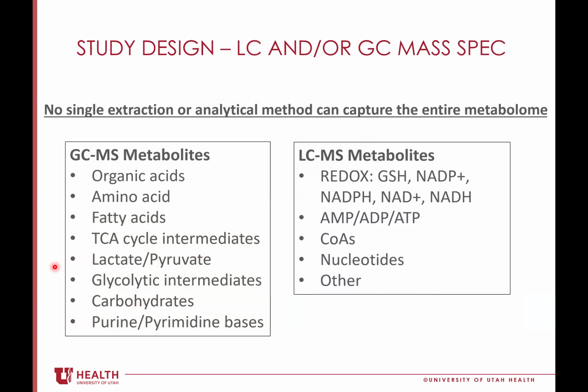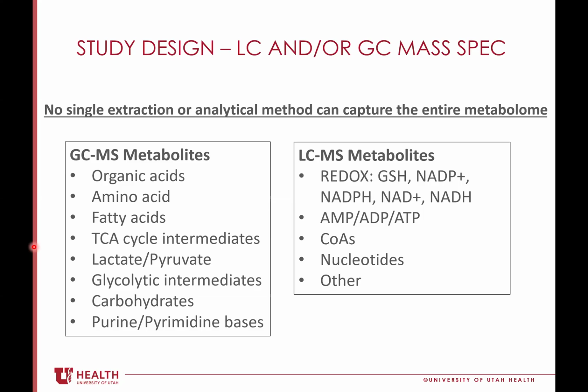So the further part of the study design is which mass spectrometry method you want to use, or which approach is best for your particular question. As I mentioned before, no single extraction or analytical method can capture the entire metabolome. And so what we use is GCMS or LCMS, and they have their disadvantages and advantages, right?